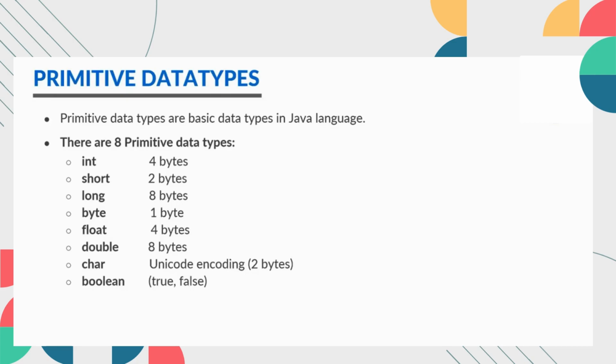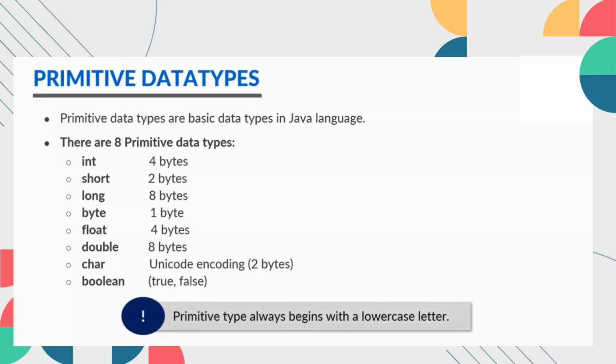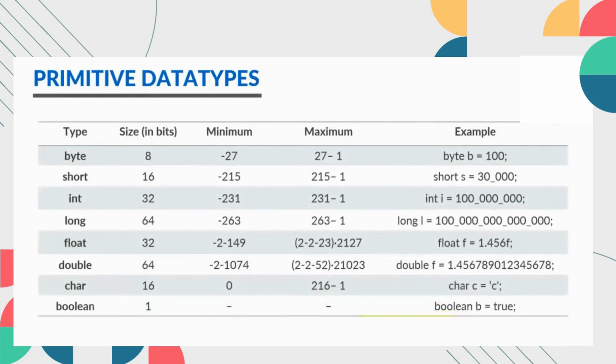Declaring variables with a primitive type should always begin with a lowercase letter. This table demonstrates how to declare or initialize primitive data types, what their memory size is, and the range of the data that you can store inside each. You can go as per your requirement.